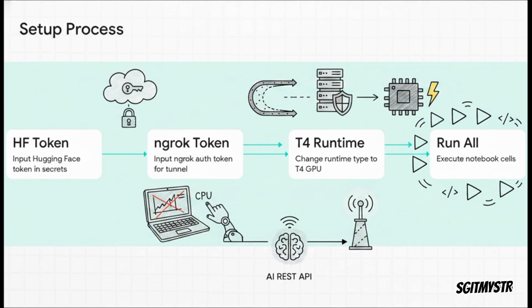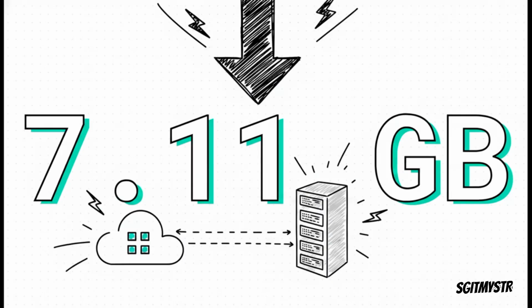And finally, just hit run all. You are essentially spinning up a powerful server with a few clicks. And what happens next is pretty incredible. You start pulling down a massive 7.11 gigabyte model directly into that free hardware. Because you authenticated with Hugging Face, this gigantic download just flies at lightning speed over Google's servers. It's this massive heavy lift happening entirely behind the scenes, getting you ready for action in just moments.